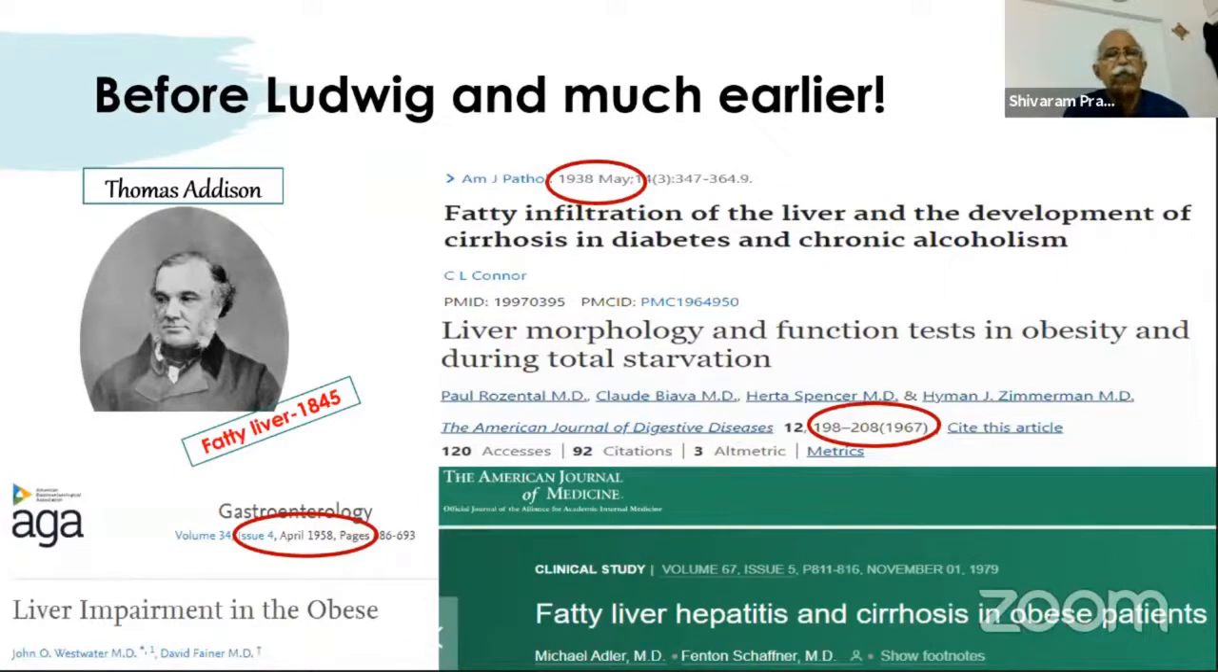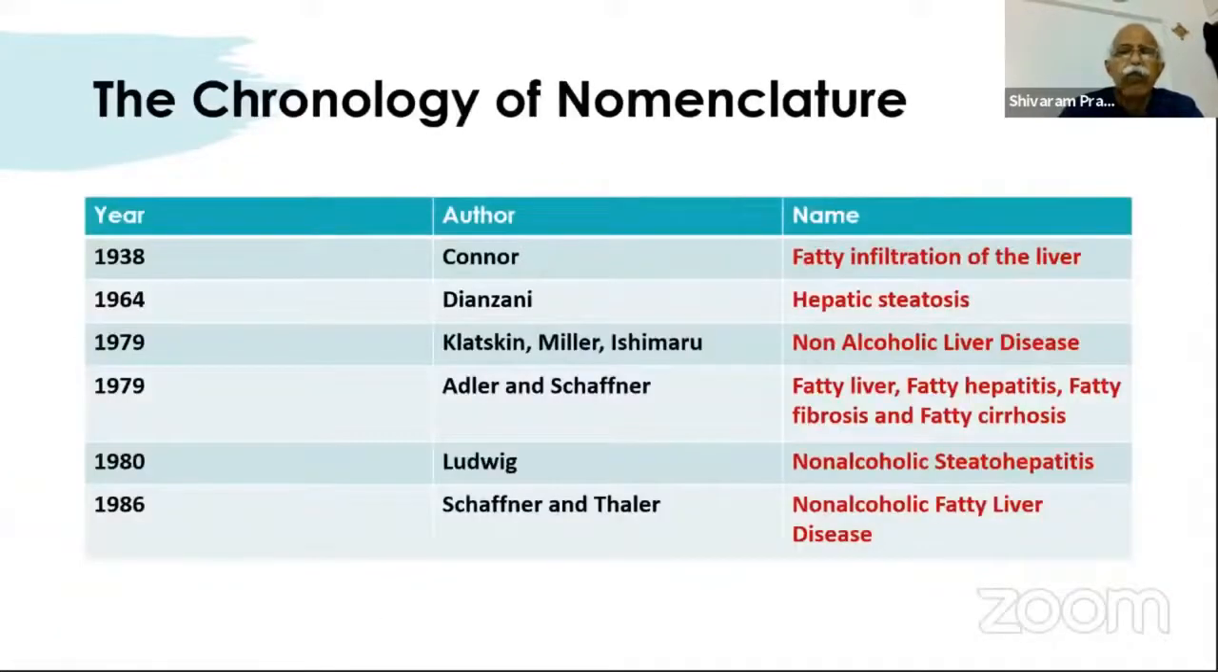Fatty liver disease without intake of alcohol has been known for a pretty long time, almost three quarters of a century. Initially, people called it fatty infiltration, hepatic steatosis, and so on. Ultimately, it was Klatskin in 1979 who coined the term non-alcoholic liver disease, and probably Schaffner and Thaler in 1986 coined the term NAFLD, the exact word NAFLD.